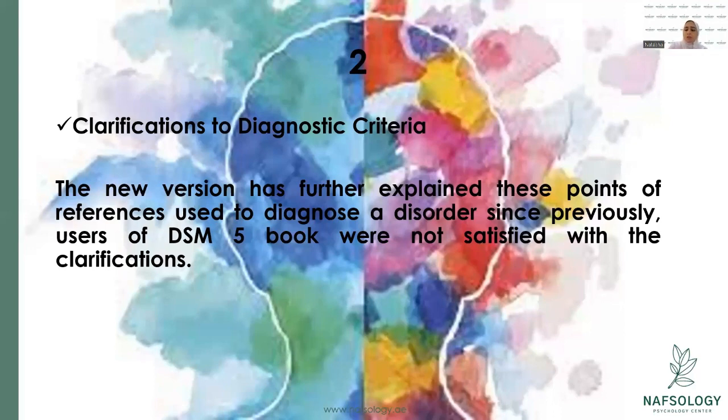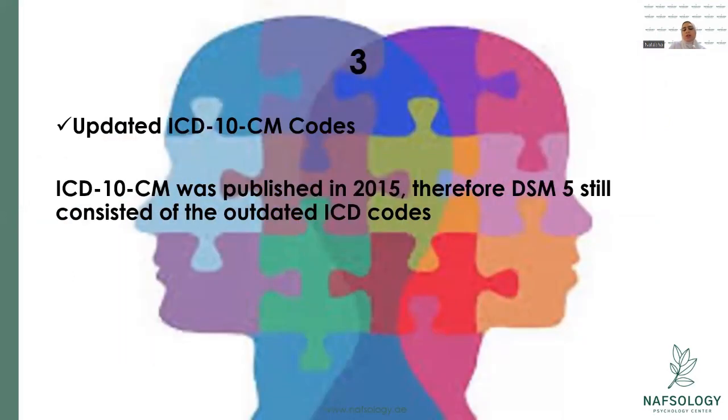Okay. So now moving on to the third change, which is that they have updated the ICD-10 CM codes. Because DSM-5 was published in 2013 and ICD was published in 2015, obviously ICD has published some new codes since then, and they weren't added in DSM-5. So they've added and updated these codes as well.